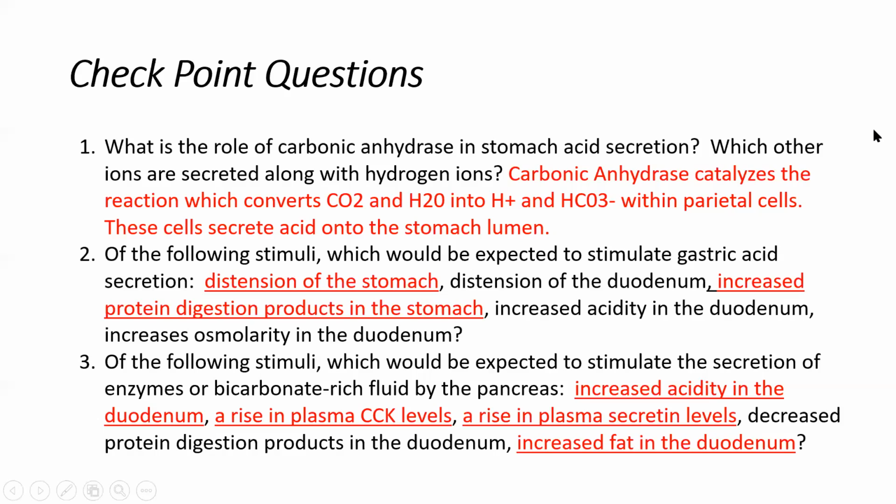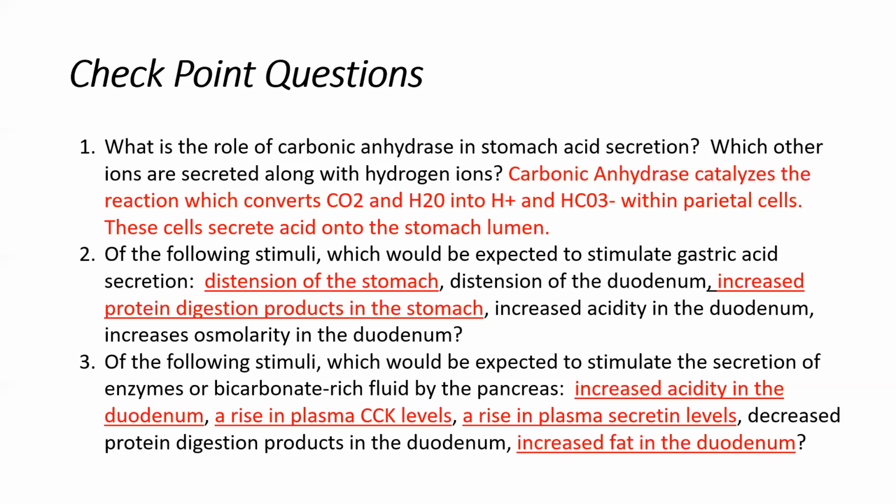So question 1, what is the role of carbonic anhydrase in stomach acid secretion? Which other ions are secreted along with hydrogen ions? So carbonic anhydrase, we said, is located inside these parietal cells, and it catalyzes the reaction which converts CO2 and water into acid and bicarbonate. So it first becomes carbonic acid, and then that carbonic acid dissociates into hydrogen ions and bicarb.